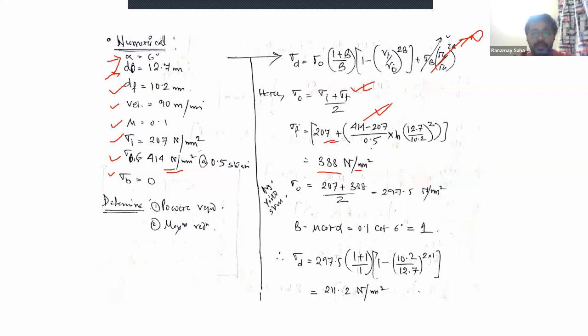Then you find the average from this formula, and it gives you sigma naught as 297.5 megapascals. The constant B is mu cot alpha, where alpha is 6 degrees and the friction coefficient is 0.1. Find the value of B and plug it into the expression for drawing stress sigma d, which is nothing but 211.2 megapascals. So that pretty much answers this question, and in that case we proceed to our next one.